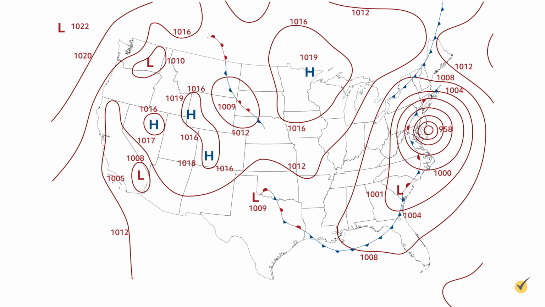So to start, what is wind? Wind is simply moving air caused by differences in air pressure. Air pressure is something that varies greatly all across the planet. Take a look at this map of the United States.